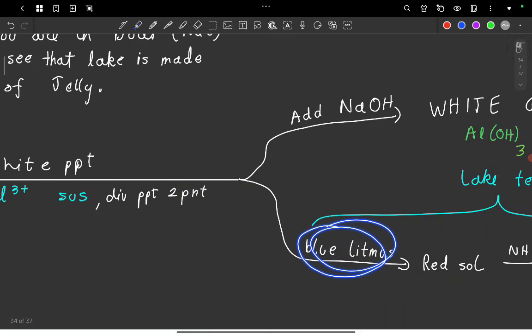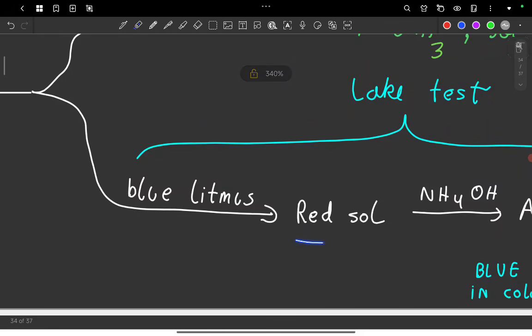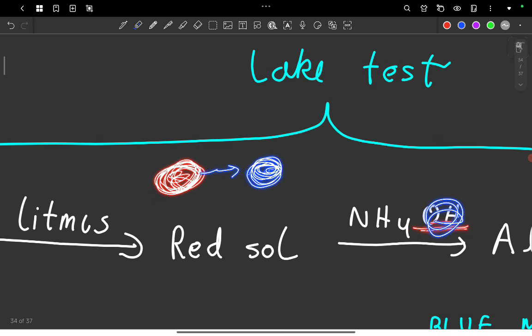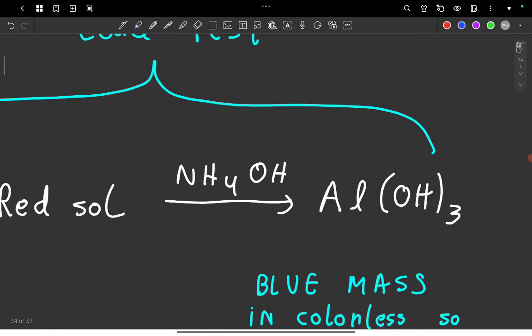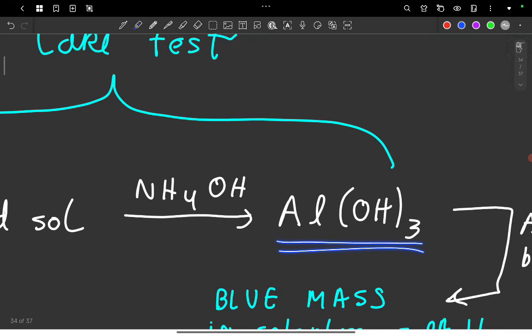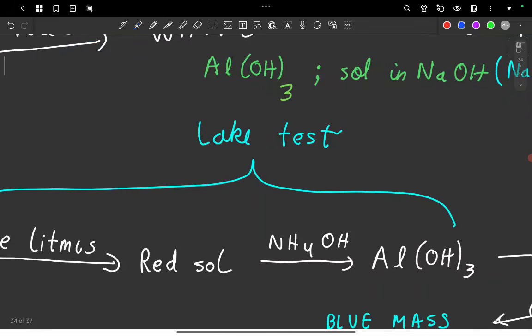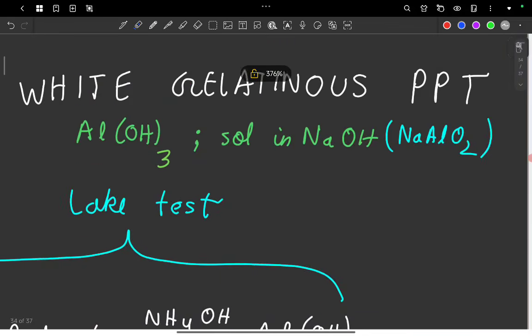So when you put it under blue litmus, it will give you a red solution. And then you start adding ammonium hydroxide. So if this is a red solution and you start adding something which has a hydroxide ion, so this is a base basically, it slowly starts getting more blue. And if it starts getting more blue, you know that Al(OH)3 has started forming. Like here it formed with NaOH and here it is forming with NH4OH.